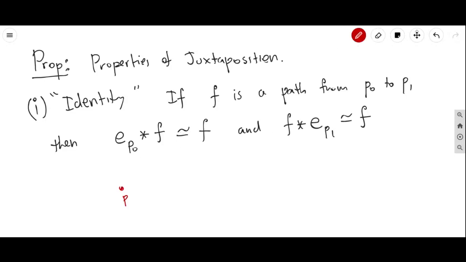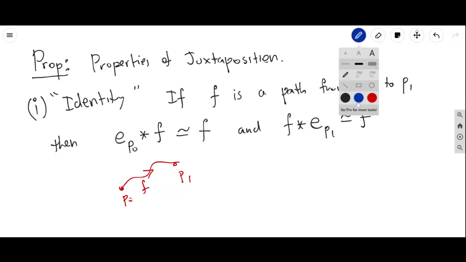So the picture makes this very clear. P0, P1, and we have our path f. Well, what is the constant path? The constant path is the path that sits at P0. So we have our constant path E_P0 over here. So if we move along the constant path, which just means you stay there, and then you move along f, that would be path homotopic to the f that you started with. Though the formulas for these two would be different. I'm not saying this is equal to that. If you actually write out the formula for this path, it's not equal to f, but it will be path homotopic to that.